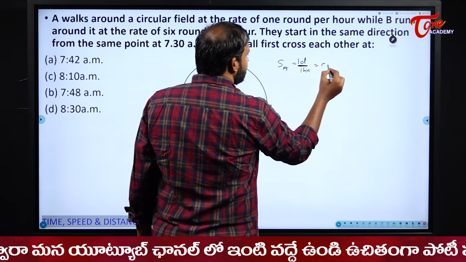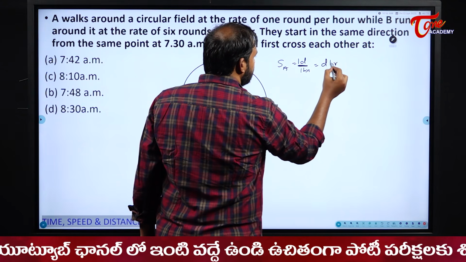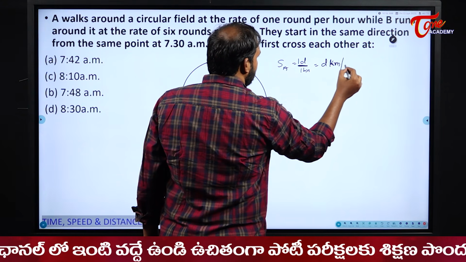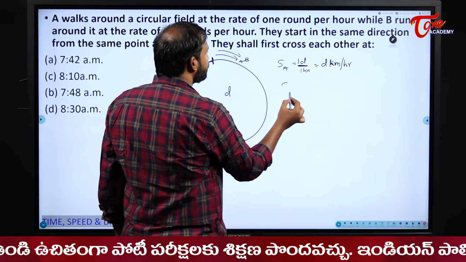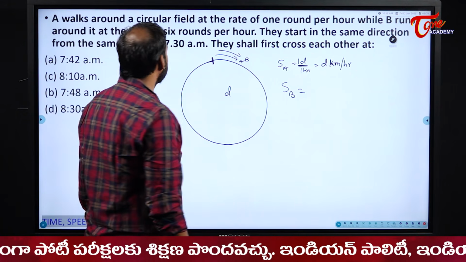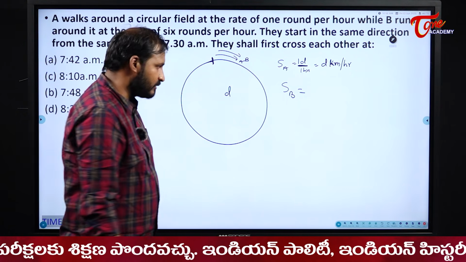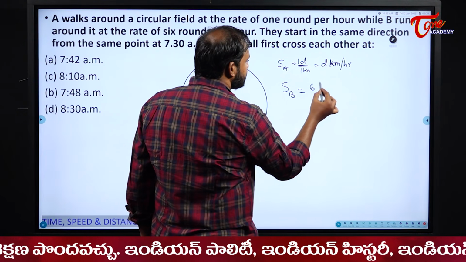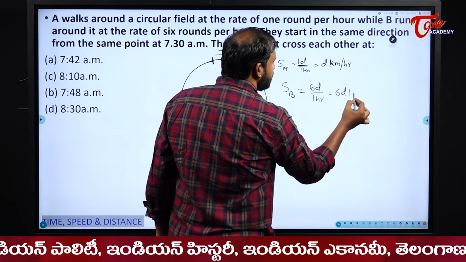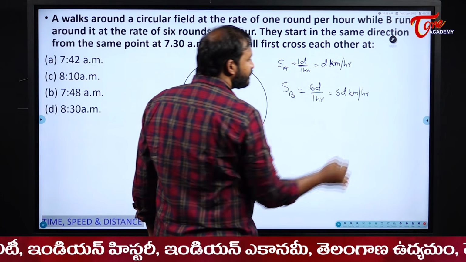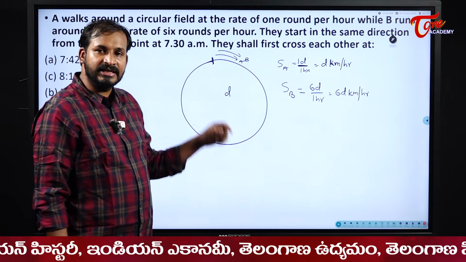So his speed will become D kilometers per hour. Next, when it comes to B, he is going to run what distance? He is going to run 6 rounds per hour. Okay, so he is going to cover 6D in 1 hour. So his speed is what here? 6D kilometers per hour. Now anyway, both are running in the same direction.